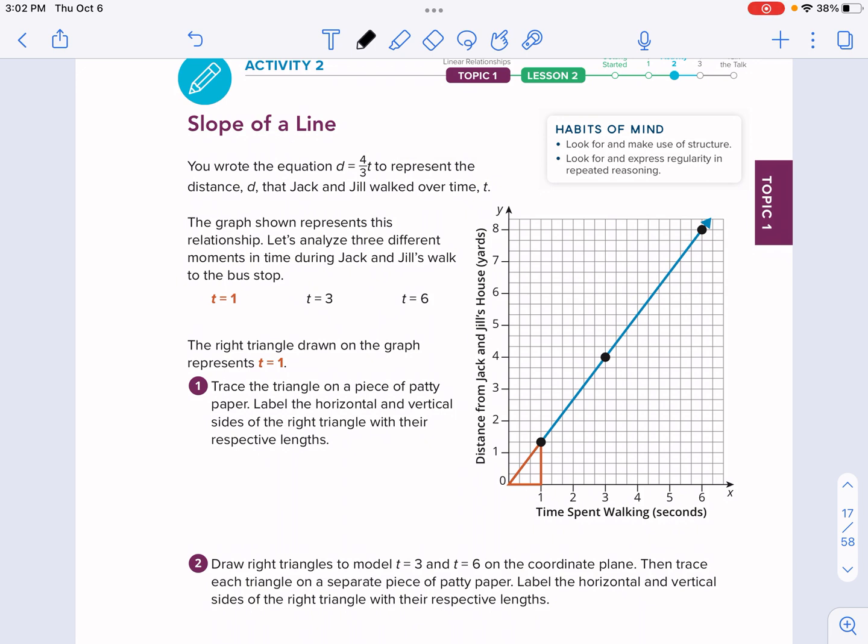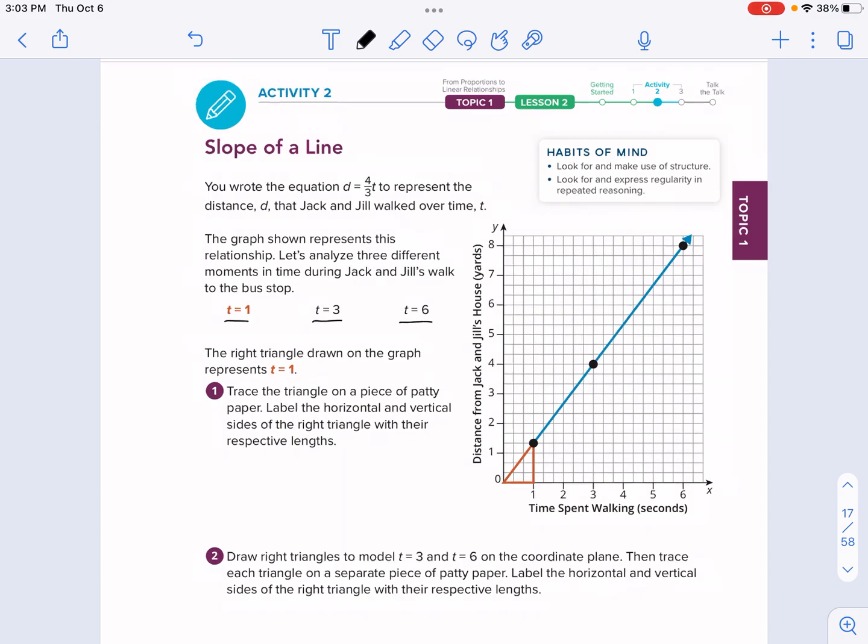So for this, it says you wrote the equation d equal to 4/3 times t to represent the distance d that Jack and Jill walked over t. We're going to look at 3 scenarios here. And this is also going to talk about, it says for us to use patty paper. We're just going to do the best that we can to draw. The graph shown represents this relationship. Let's analyze 3 different moments in time. So we're going to analyze at 1 second, 3 seconds, and 6 seconds.